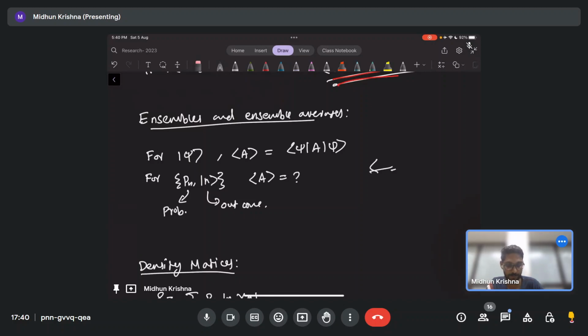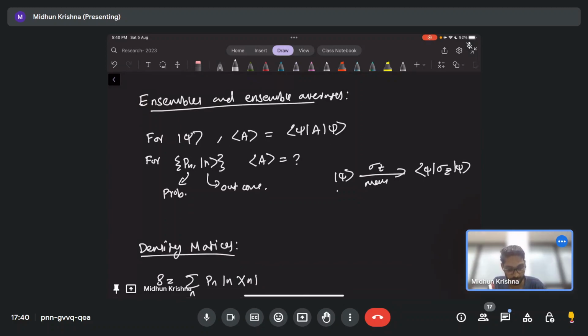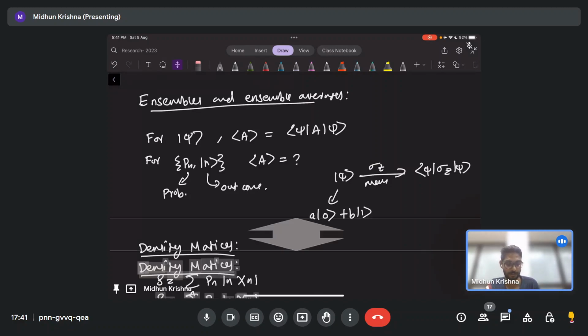If I'm given some state psi, when I say I measure along sigma z, what I actually get is this psi sigma z psi. How is that helpful? Let's just do this. Let's say psi is some a0 plus some b1, divided by normalization. The squares of a and b give me the probability to be in the 0 and 1 state.